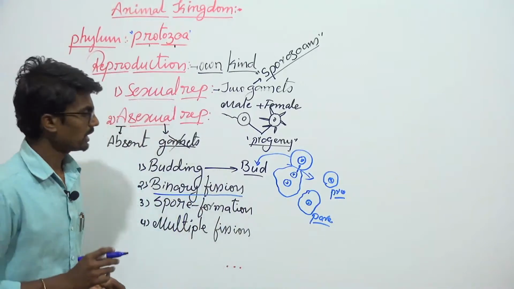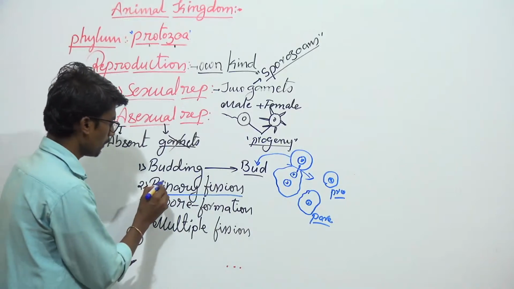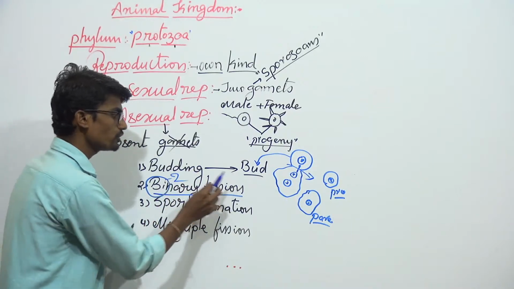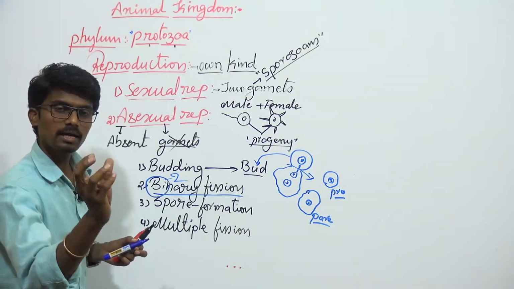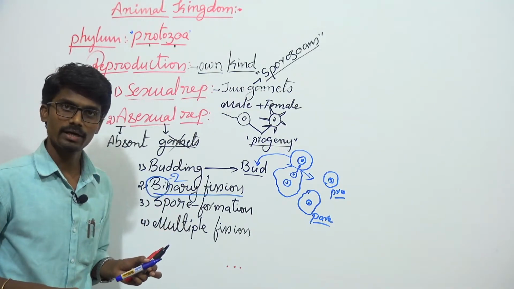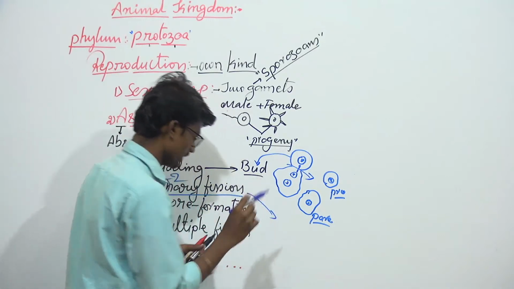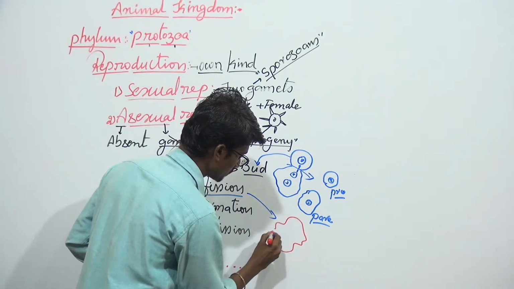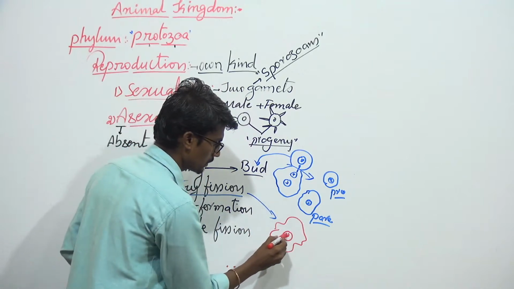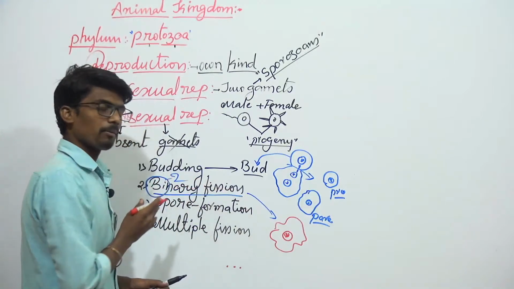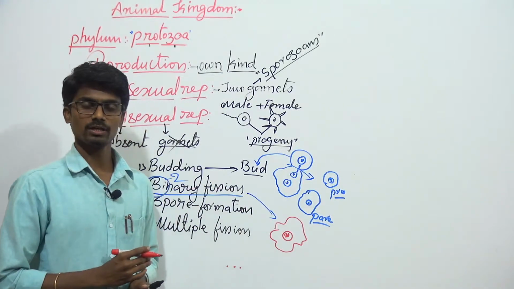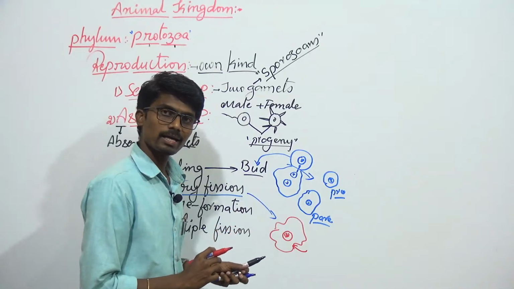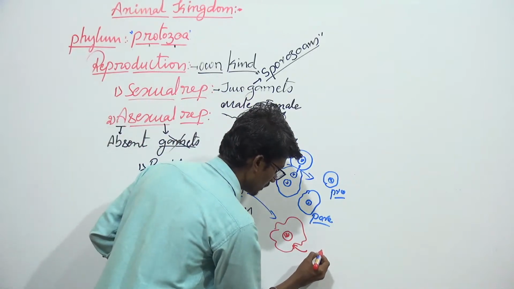binary fission. What is binary fission? The word itself indicates it. Bi means what? Two. And fission means splitting. A single animal splits into two, that is binary fission. To understand how binary fission takes place, we should take the example of amoeba. This is one amoeba, and this amoeba undergoes binary fission. When it is undergoing binary fission, what happens? There is a division of protoplasm as well as nucleoplasm. It becomes like this.